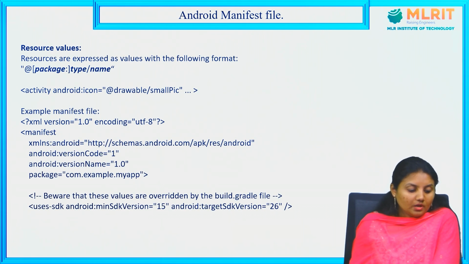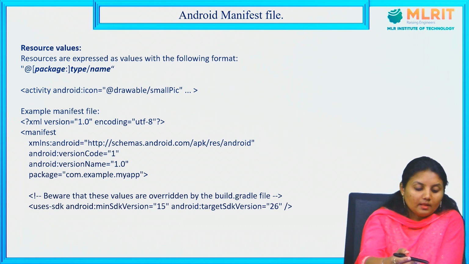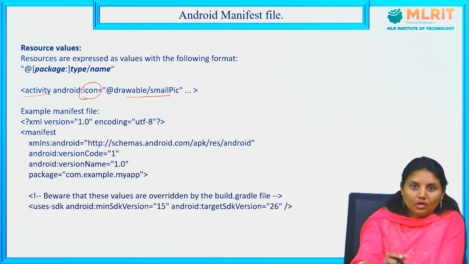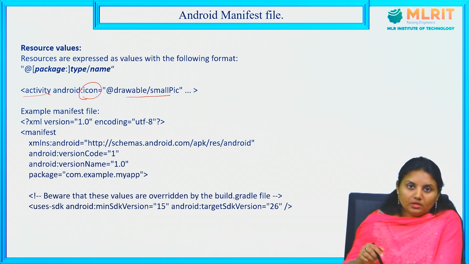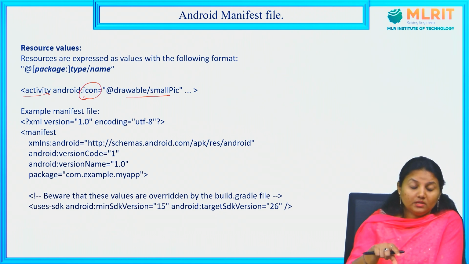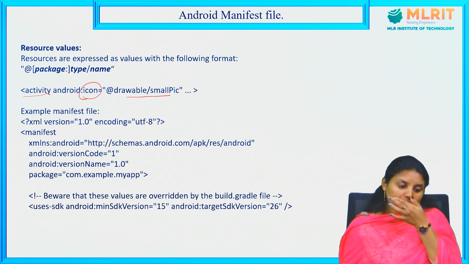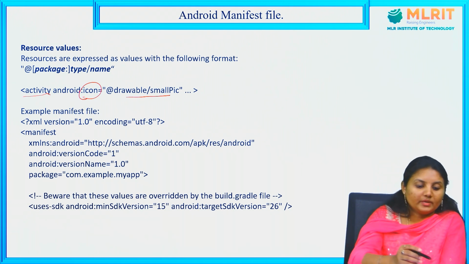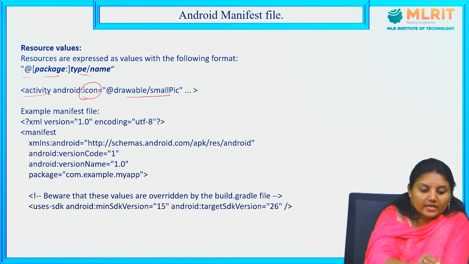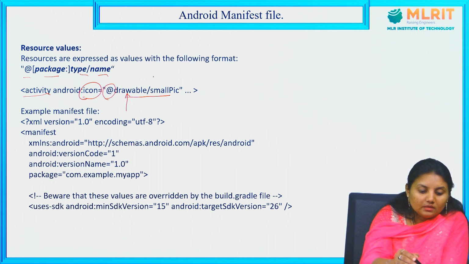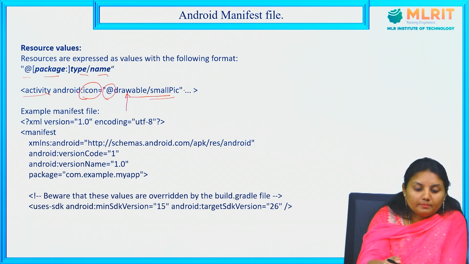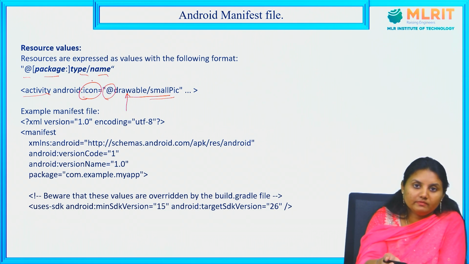Resource values. So here, suppose you are using drawable, this is an example where it is talking about the drawable resource in the activity. So icon should be drawable of small pic. Small pic is that launcher logo, I mean that icon. Okay. So resources are expressed as values with the following format. Now @ package type name. So this @drawable is a package and small pic is a name. You can either give name or type.